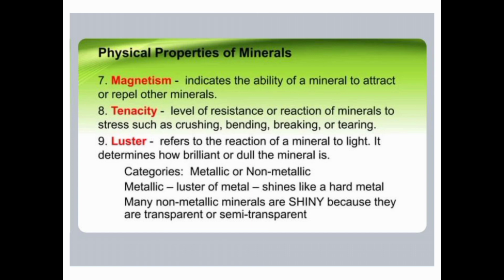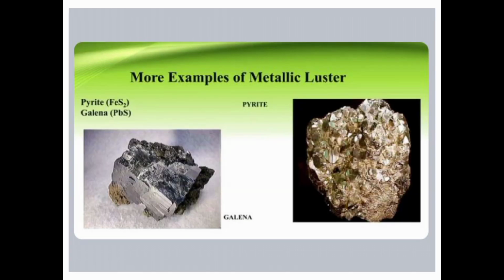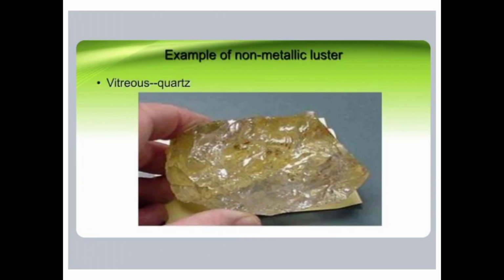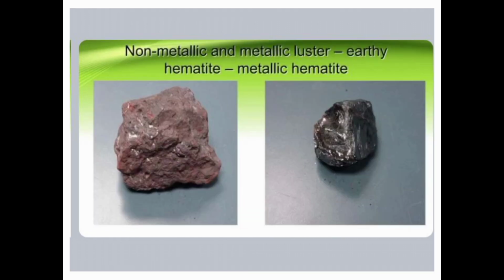Categories: metallic or non-metallic. Metallic is the luster of a metal, shining like a hard metal. Non-metallic minerals are shiny because they are transparent or semi-transparent. So this is an example of metallic luster. And here is a non-metallic luster, silky. Non-metallic and metallic luster: earthy, hematite, metallic, hematite. So those are the examples.